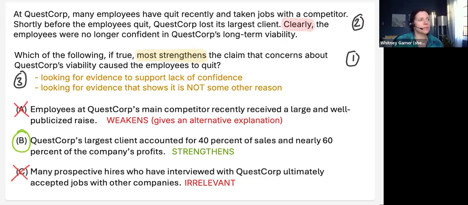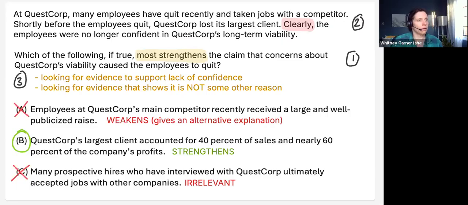Let's jump ahead. I was going to do a second example off of this one, but I think we've seen the way that a weaken would work here. If this question were asking for a weaken, then answer choice A would be a great choice for that. Strengthen for B, and out of scope, irrelevant for C. So let's try a different problem. Let's try a weaken this time, but with a different argument.